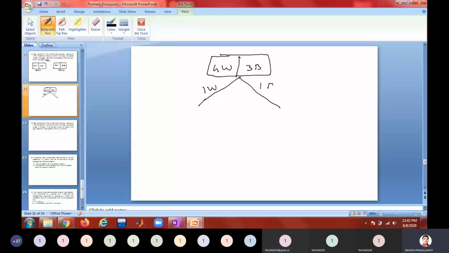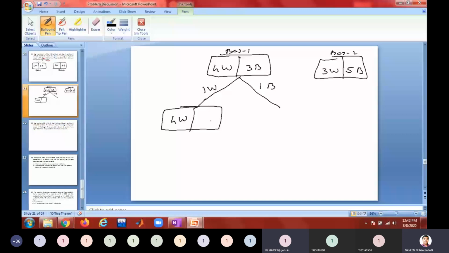Originally, bag 2 contains how many? 3 white balls and 5 black balls. Now, because of this white ball being added to bag 2, what is the updated count? 4 white, 5 black balls. Now here, because of this black ball, the updated count is 3 white, 6 black balls. Is that okay?